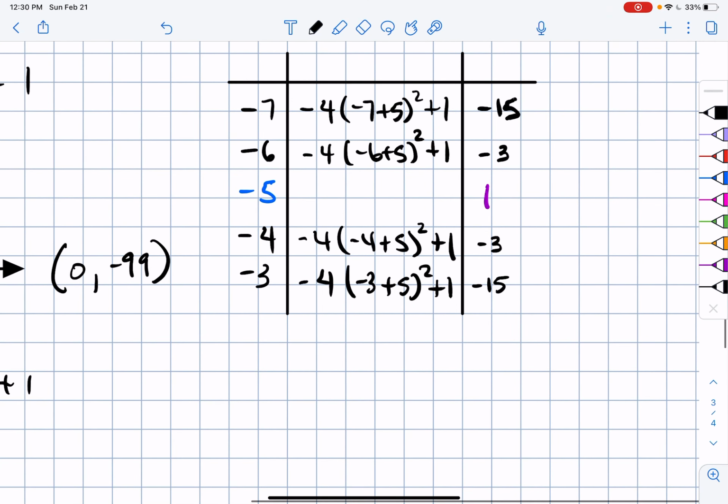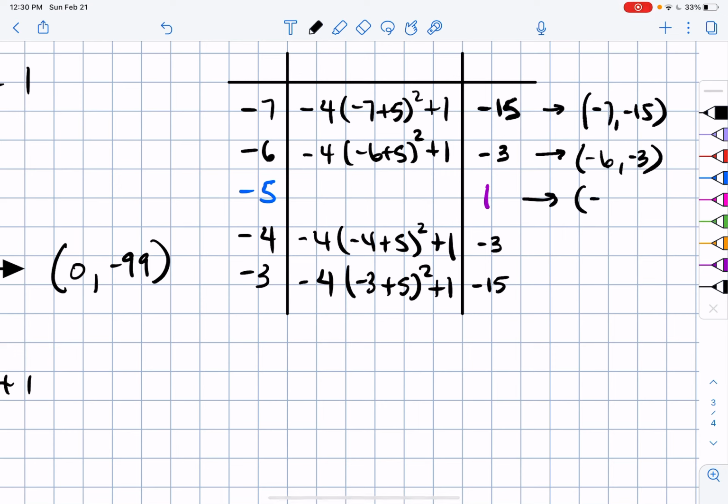So this one right here will give you -7, -15. This point right here will give you -6, -3. This point right here is your vertex. This point right here will give you -4, -3. And this point right here gives you -3, -15.